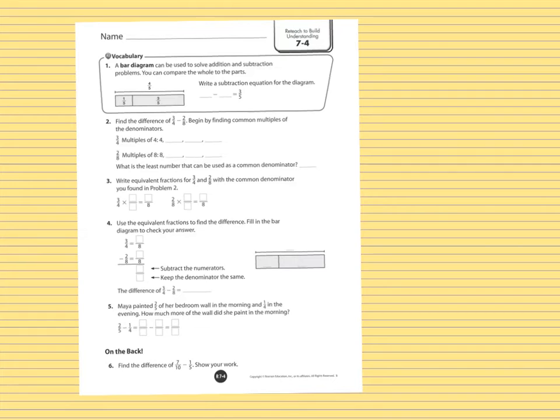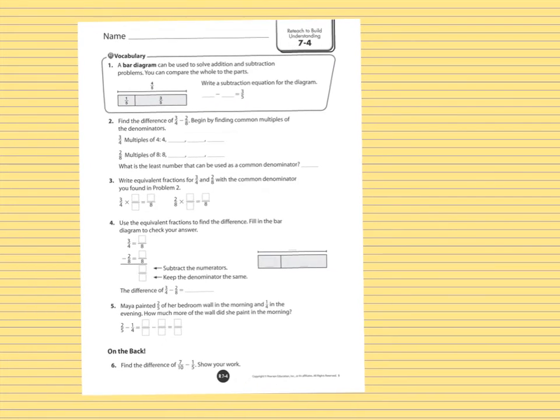Okay, so I pulled this sheet for you. You should have this both in Seesaw or you have the PDF that you can print if you'd like. And so we're going to work on this just as a quick review together. This has to do with lesson 7.4, which is subtracting fractions. So they're talking here about a bar diagram. It can be used to solve addition and subtraction problems. You can compare the wholes to the parts. So write a subtraction equation for this diagram.